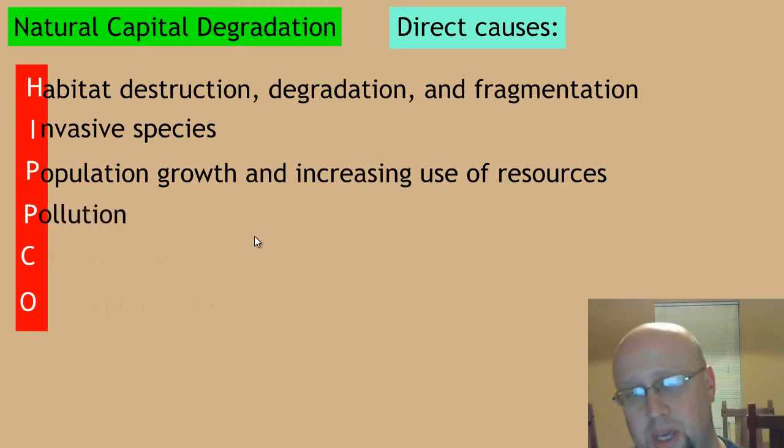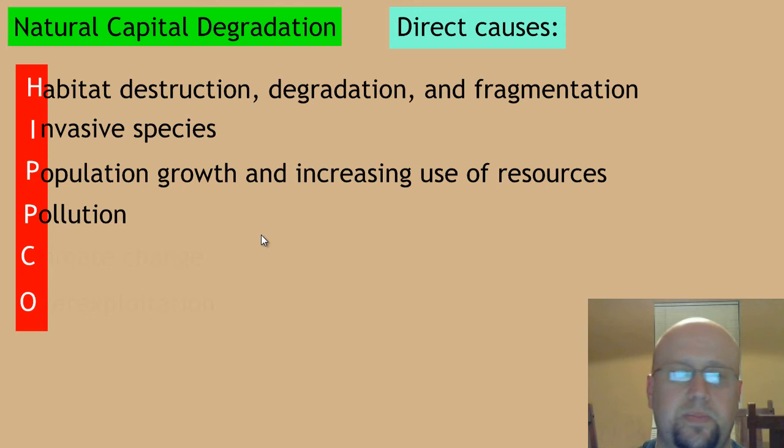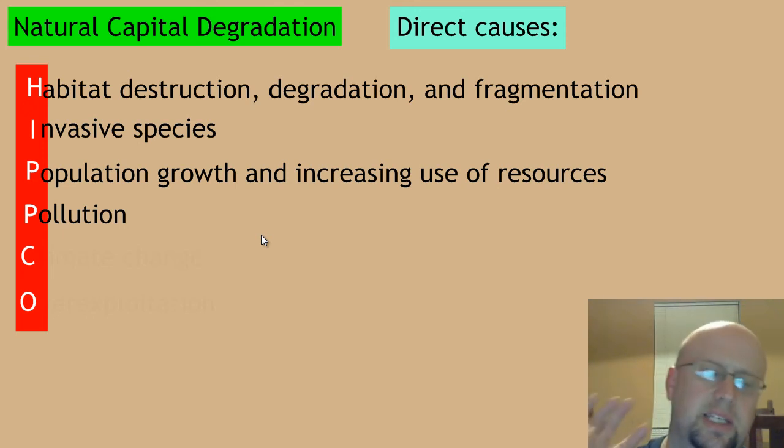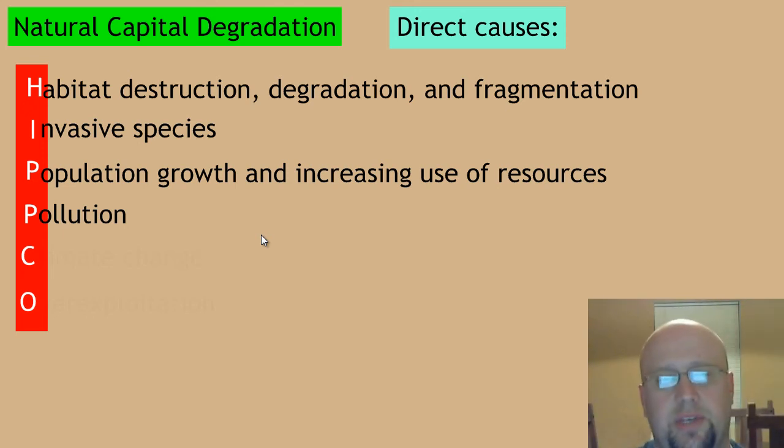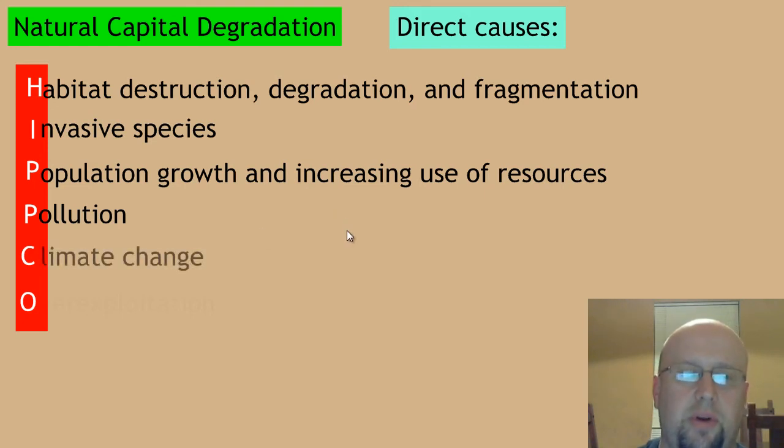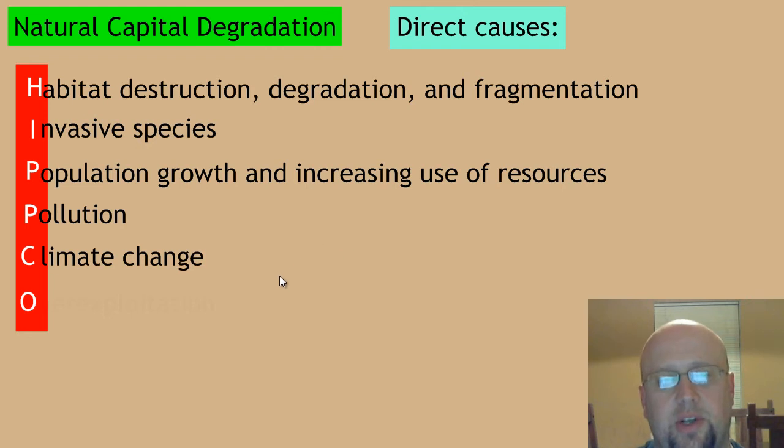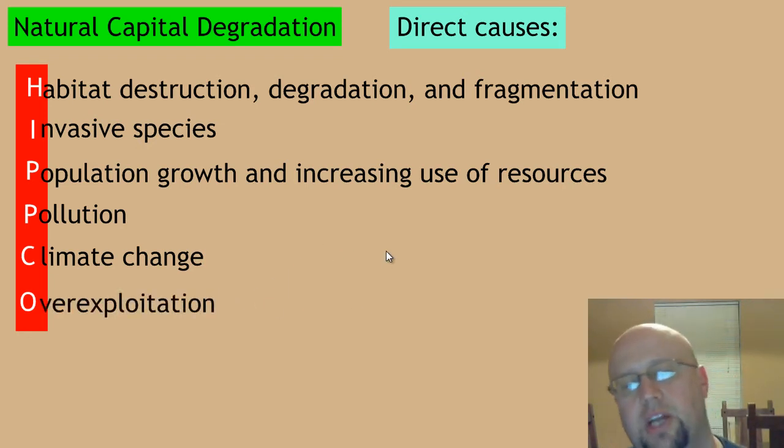The second P here in HIPCO is pollution. We are going to talk really extensively about pollution later in the semester, so we'll just briefly go over it. But it's not that hard to imagine how pollution obviously is going to hurt our natural capital. Climate change, another thing that we'll talk a lot more about later in the semester, but we'll briefly mention how that can change things. And then overexploitation, and what we mean by that, we'll talk about at the end of the video. But it just means we exploit our resources.